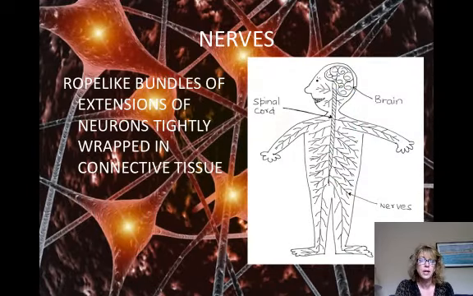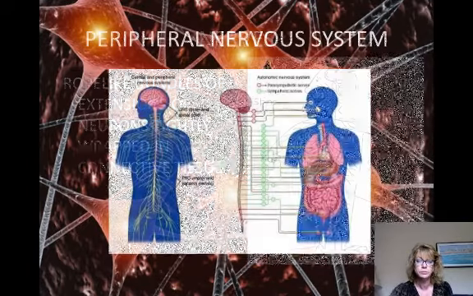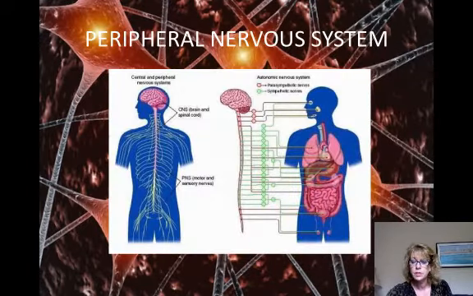Nerves are simply rope-like bundles of extensions of neurons tightly wrapped in connective tissue. The peripheral nervous system, or the PNS, are the nerves that communicate between the central nervous system and the rest of the body.